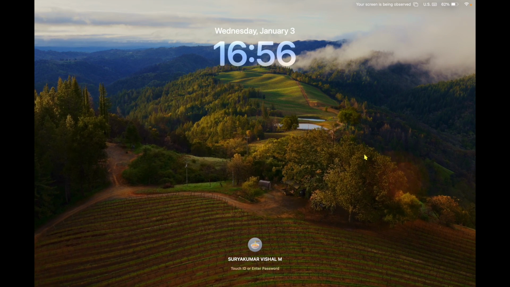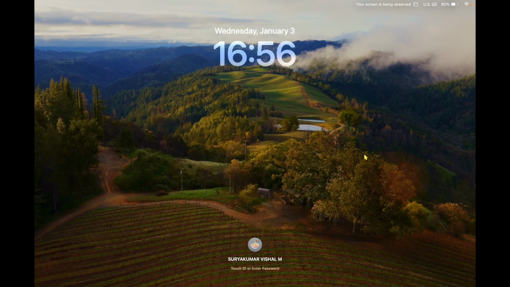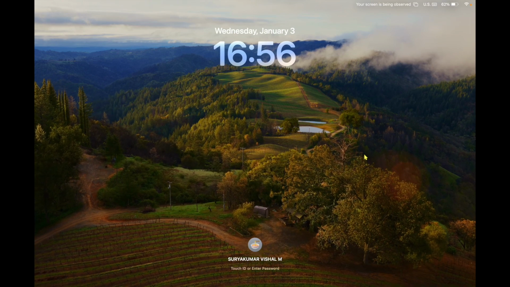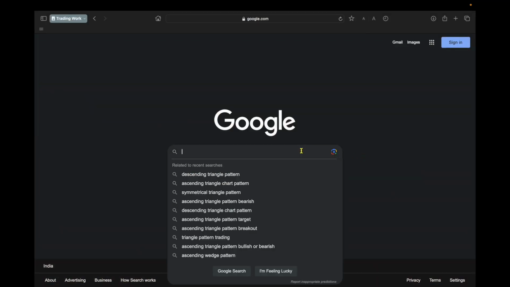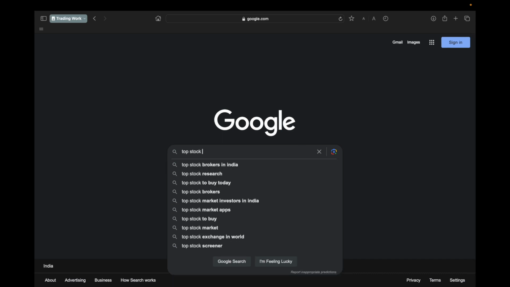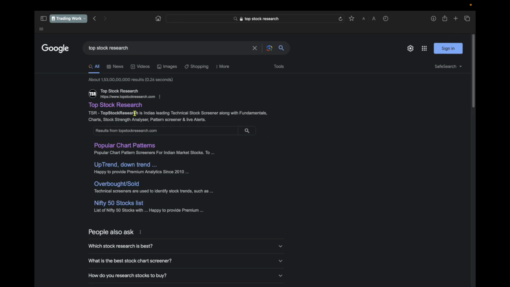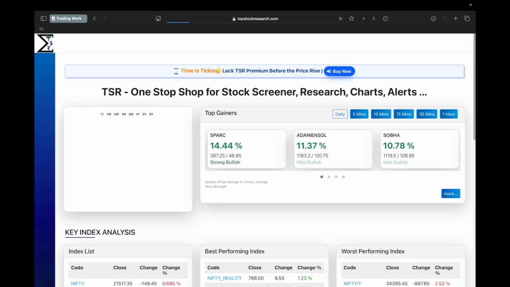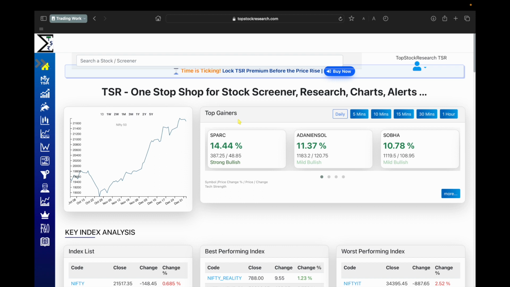In this useful video, we are going to look at an interesting website which makes our work easier. First thing, open your browser and search "top stock research". Here you can see the website. Just click the first website, and this is what the interface of the website looks like.